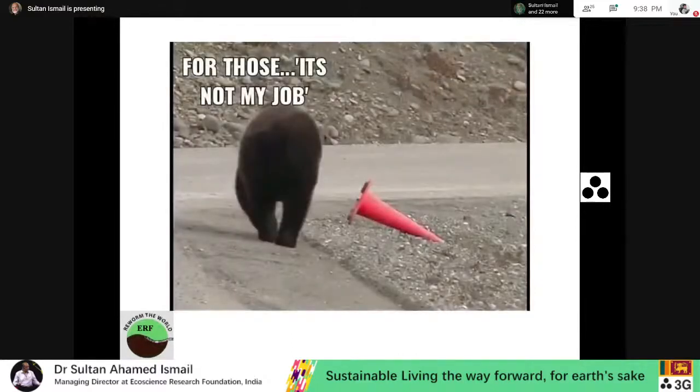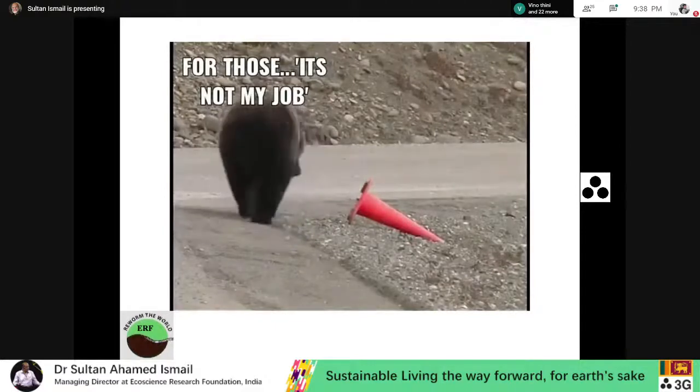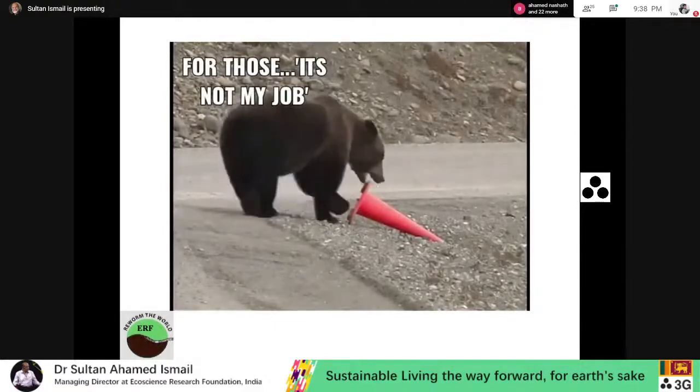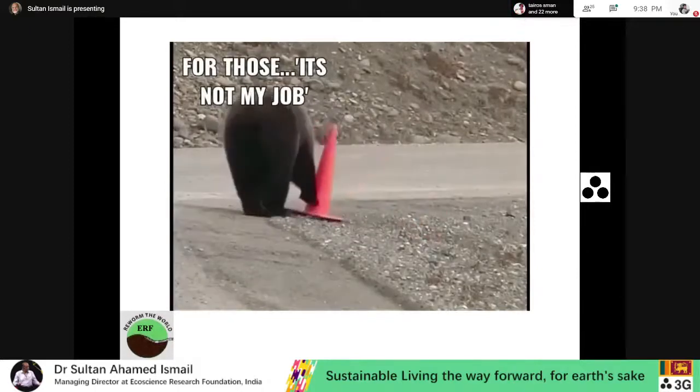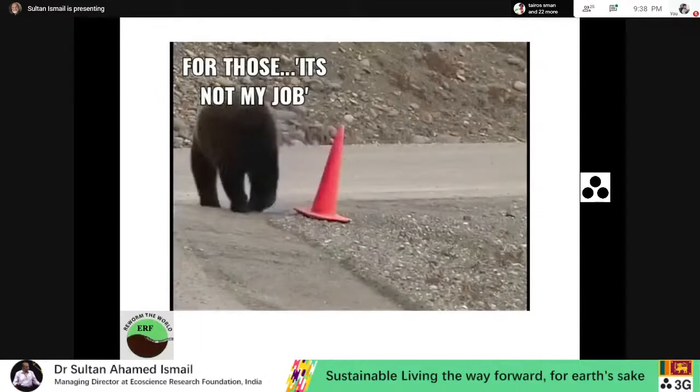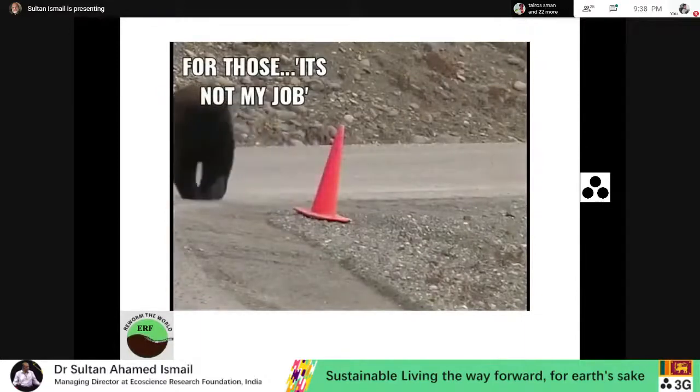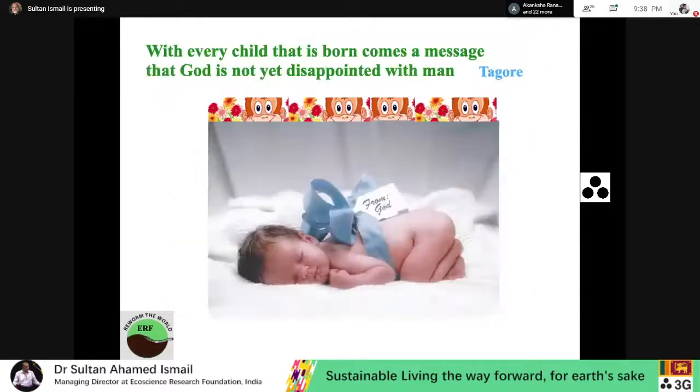Don't expect any rewards. And don't say that it is not your job. Now, this chap moving around can go quietly. But this bear has a sort of a consideration that people will meet with an accident, leaves it in its place and goes away. So let us do our work, carry it further.